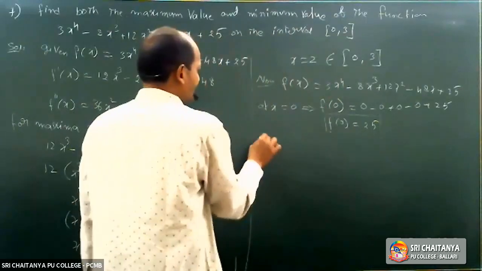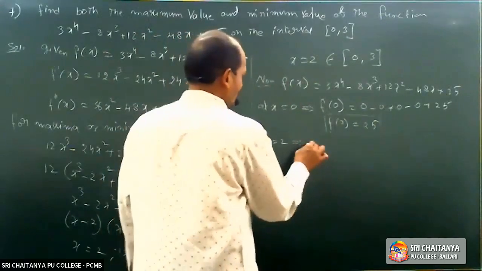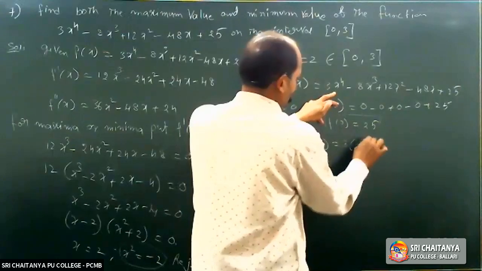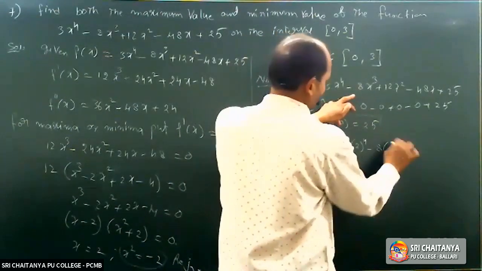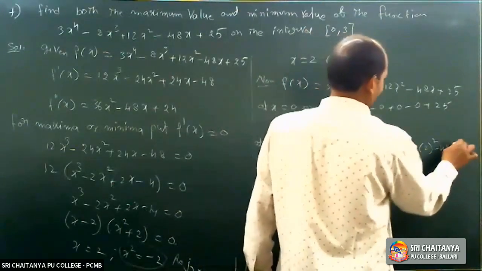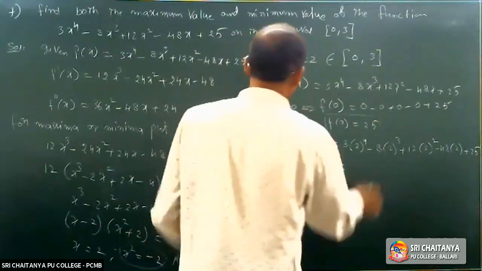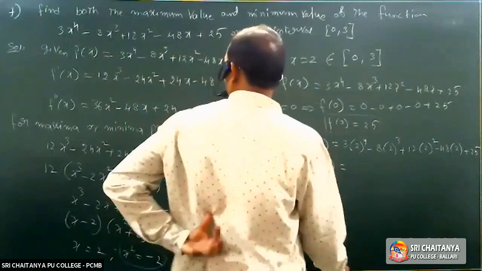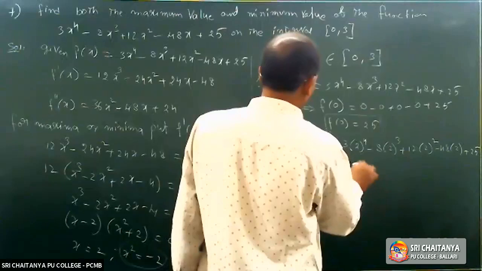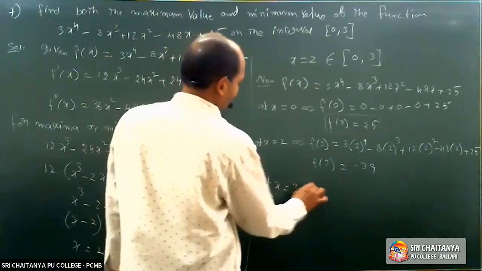Next, at x is equal to 2. How to find f of 2? 3 into 2 power 4 minus 8 into 2 power 3 plus 12 into 2 square minus 48 into 2 plus 25. So here we get f of 2 is equal to minus 39.